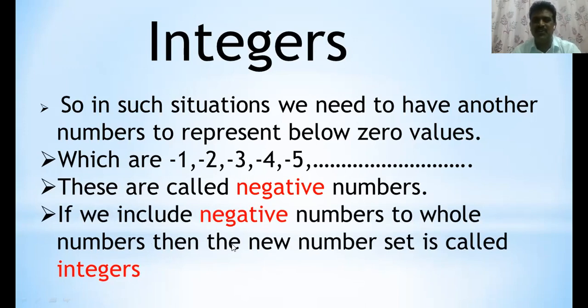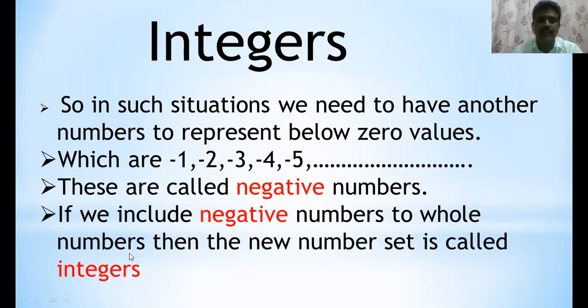So, whole numbers are starting from 0, no? 0, 1, 2, 3, 4, 5, 6, 7, and so on. To those numbers, if we include minus 1, minus 2, minus 3, minus 4, minus 5, and so on, then the total numbers set is called integers. Now you may come to know what is an integer. What is the set of integers? These are called integers.